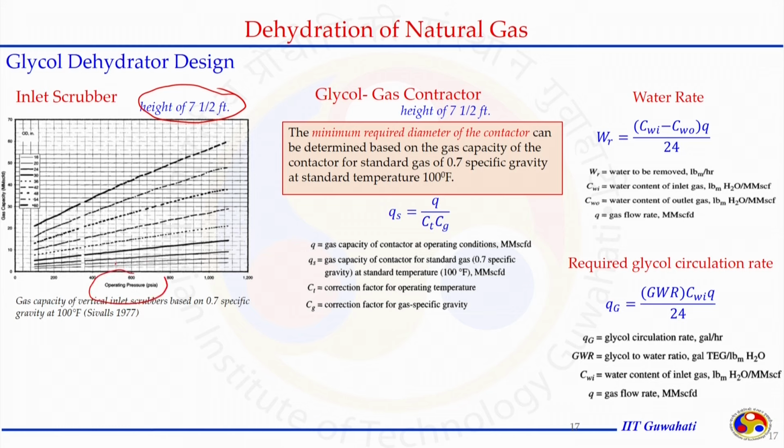It is similar to the separator, where we have the separator pressure at which it is going to be operated and the amount of natural gas it is going to deal with. The diameter should be chosen accordingly.